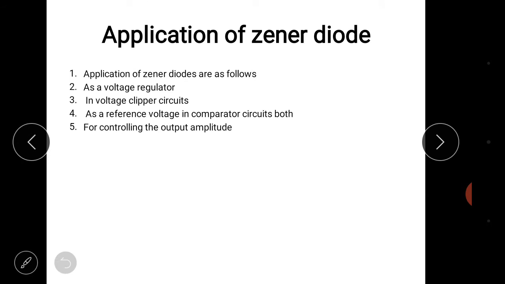Application of Zener diode. Applications of Zener diodes are as follows. A Zener diode can be used in the following applications, such as a voltage regulator, which we will study later. Zener diode can also be used in voltage clipper circuits, as a reference voltage in comparator circuits, and for controlling the output amplitude.